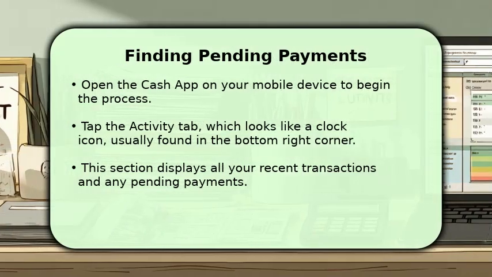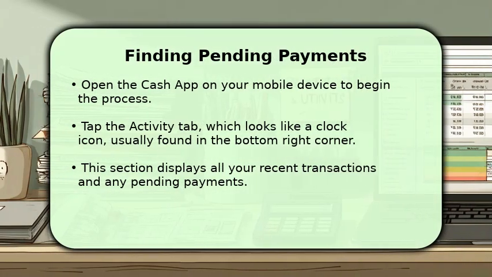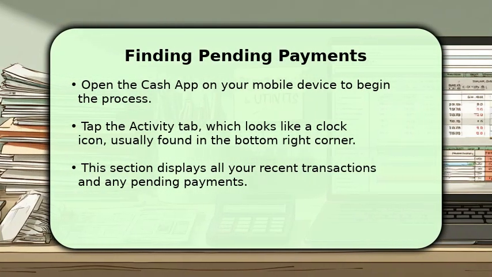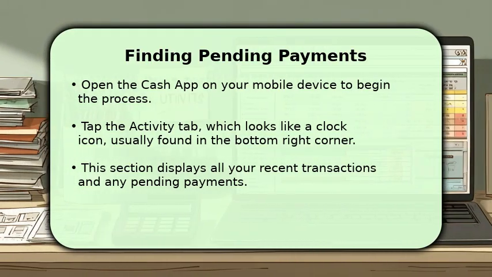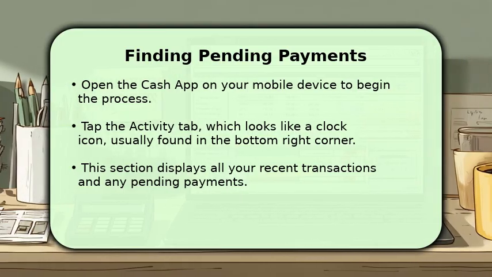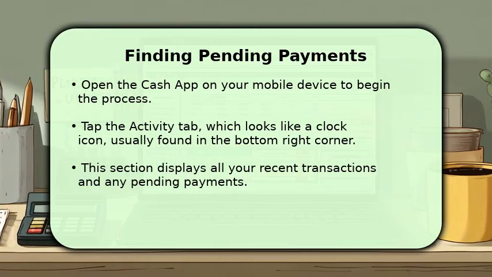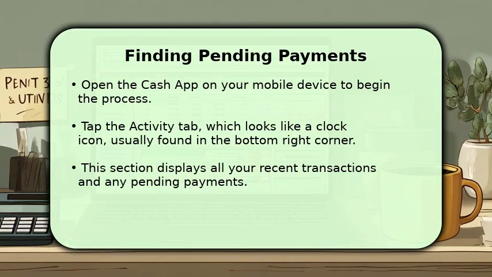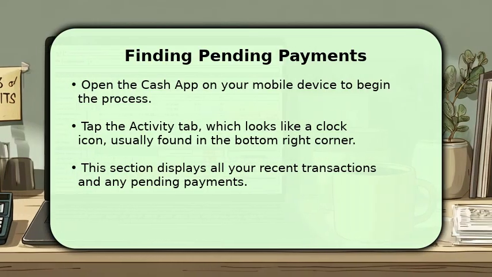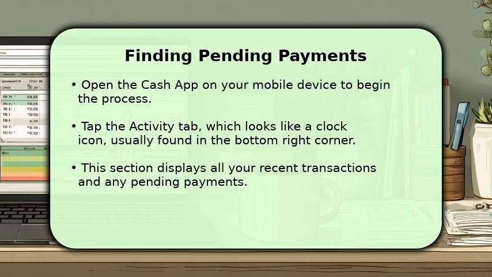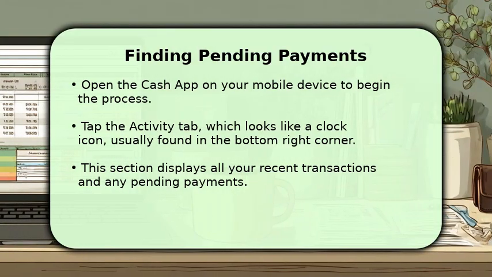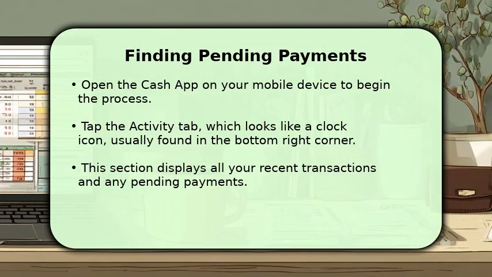To find any pending payments, begin by opening the Cash App application on your mobile device. Look for the Activity tab, typically represented by a clock icon, which is usually located in the bottom right corner of your screen. Tapping this tab will open a chronological list of all your recent transactions, where you should see any payments awaiting your acceptance. It provides a clear overview of your account activity.